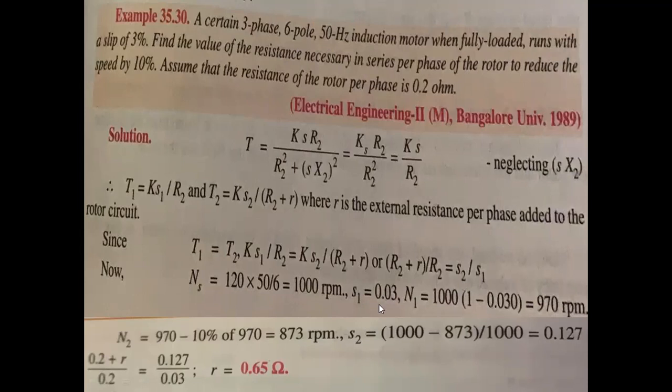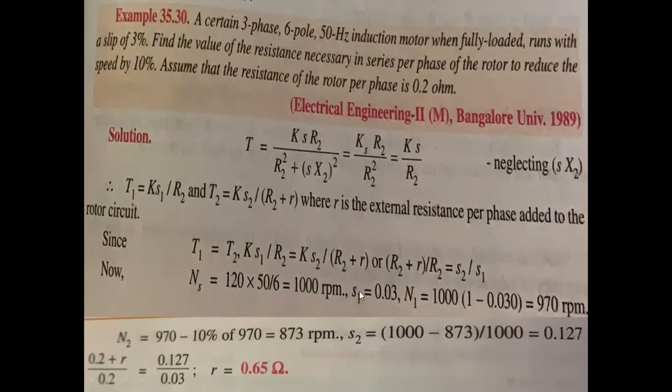Before finding S2, we have to find N1 also. N1 is equal to Ns into (1 minus S), so you will get N1 as 970 RPM. And N2: when the slip changes, the speed will also change. So 970 minus 10% of 970, that is 97, gives 873 RPM. N2 is 873 RPM.